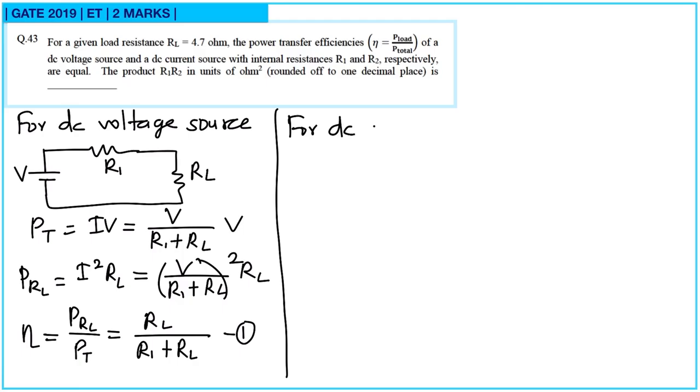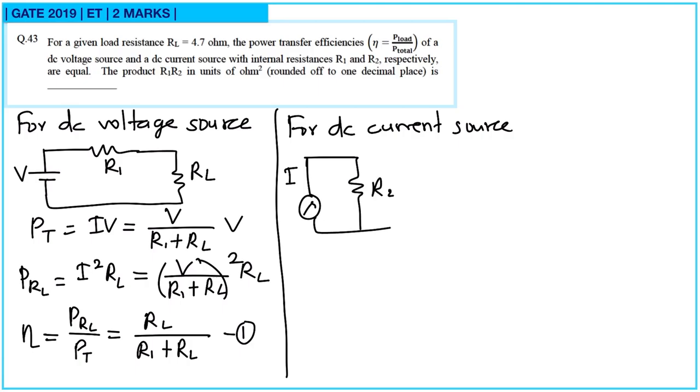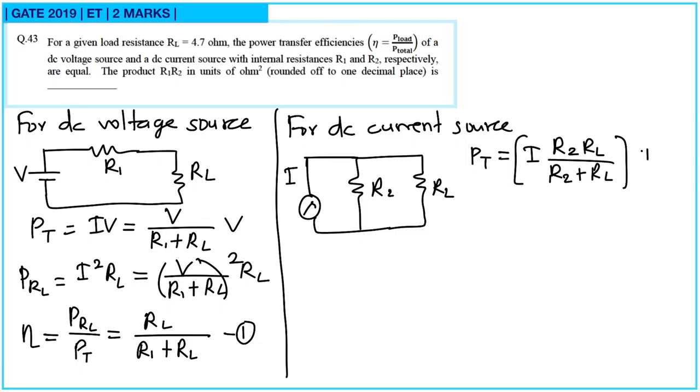So for the DC current source, if this is our current source I, then this is R2 to which RL is connected. Now total power, that is PT, is equal to current into voltage again. Now the voltage across this arrangement will be equal to I into resistance. Now this resistance is R2 parallel with RL, so that will be R2 RL upon R2 plus RL. So this will be voltage into current. So PT is equal to voltage into current. This we have done.